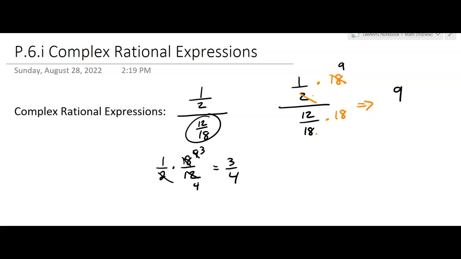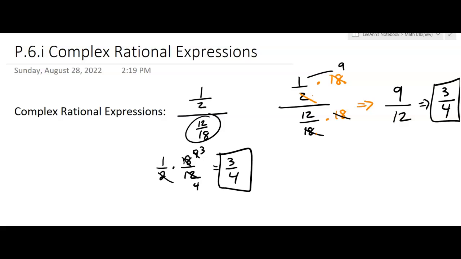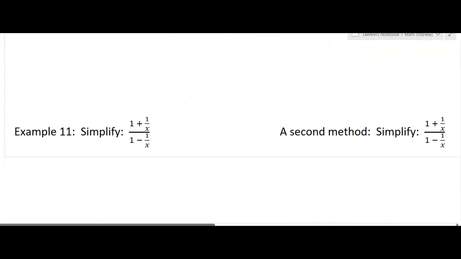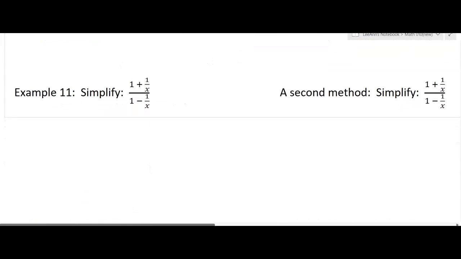A 9, 1 times 9 is 9. And then here, I'd have the 12. And now it's just a regular fraction, and I can simplify that to 3/4. Okay, so those are the two ideas. There's two different methods. So I'm going to show you this example, and then the next video is also another example.